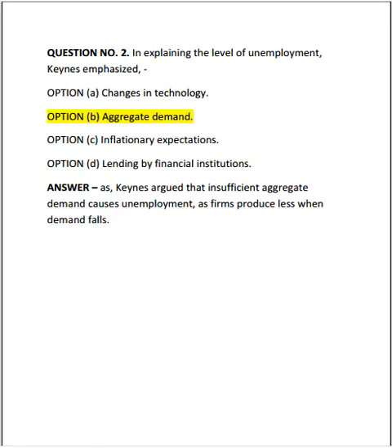Question No. 2. In explaining the level of unemployment, Keynes emphasized. Option A. Changes in technology. Option B. Aggregate demand. Option C. Inflationary expectations. Option D. Lending by financial institutions. Answer. As Keynes argued that insufficient aggregate demand causes unemployment, as firms produce less when demand falls.